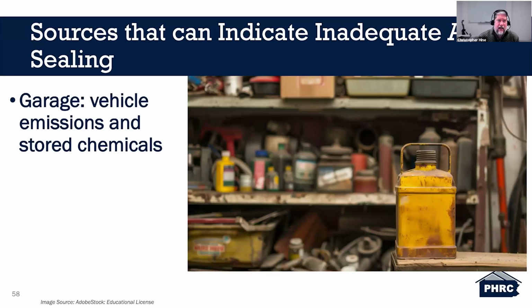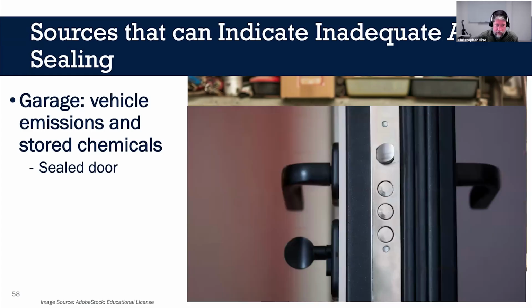And then looking at your vehicle emissions, separating the house from the garage and those stored chemicals, having a sealed door. It's a code requirement. You have to have an exterior door, it has to be sealed. Moving into anything permitted under the 2021 IRC, the garage door has to be self-closing and self-latching. So that is a new requirement coming forward.